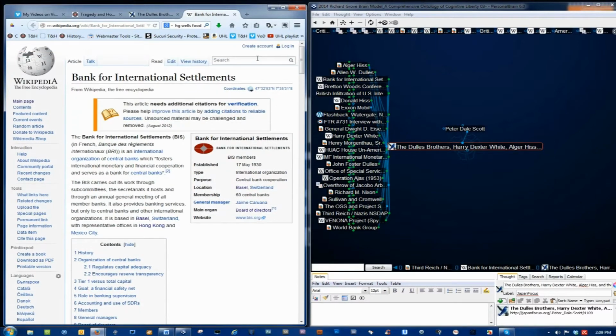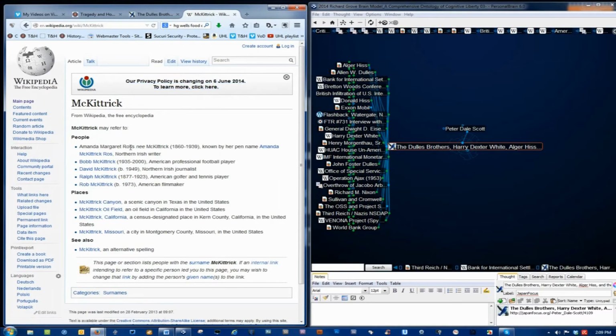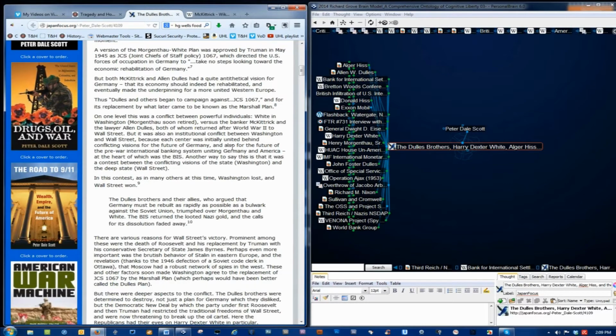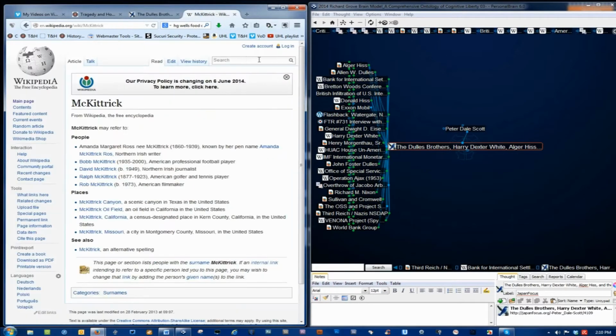On one level, this was a conflict between powerful individuals. White in Washington, Morgenthau soon retired, versus the banker McKittrick and the lawyer Allen Dulles, both of whom returned after World War II to Wall Street. But it was also an institutional conflict between Washington and Wall Street because each center was initially united behind conflicting visions for the future of Germany and also for the future of the pre-war international banking system uniting Germany and America, at the heart of which was the BIS.